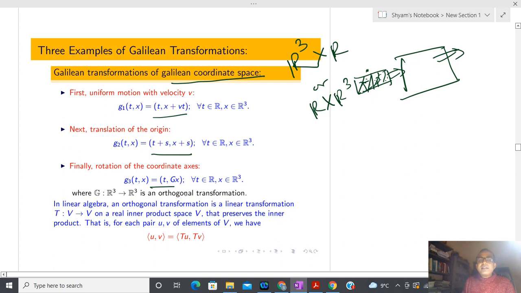After that, since this is a Galilean structure, I have to make sure that the distance between simultaneous events should be the same. For that I need another mathematical tool, and in linear algebra we have such a tool. In linear algebra, an orthogonal transformation is a linear transformation. I will define what linear transformation means, and using this tool you are able to understand a lot of things.